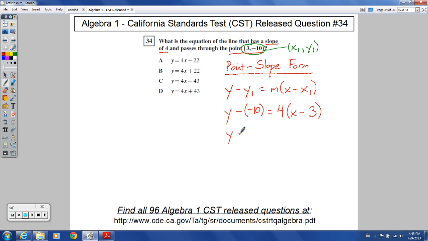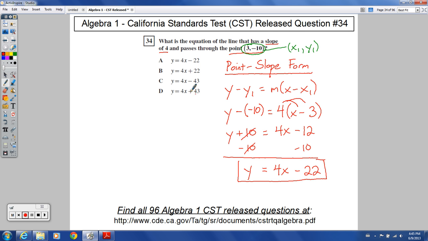Now if we simplify this, we have y plus 10, minus a negative becoming a positive. You distribute that 4 through, you've got 4x minus 12. Now that doesn't look like one of these yet, but very quickly it will if I subtract 10 from both sides. Notice all these have y equals by itself, and this also makes it look like what we're used to with slope intercept form now. And so changing this point slope form into slope intercept form for my final answer will give me y equals 4x minus 22. That is choice A.